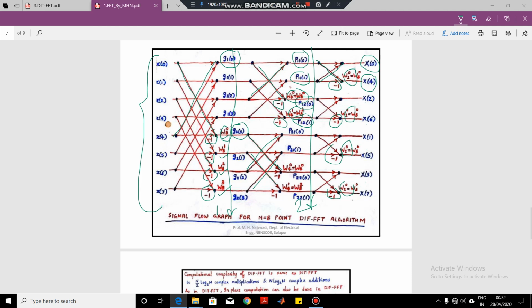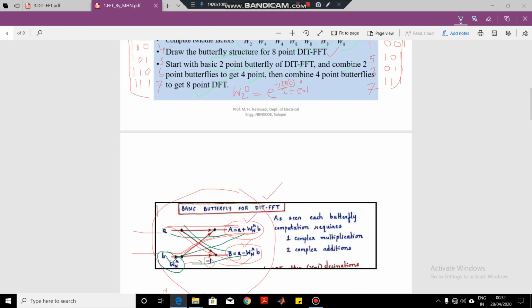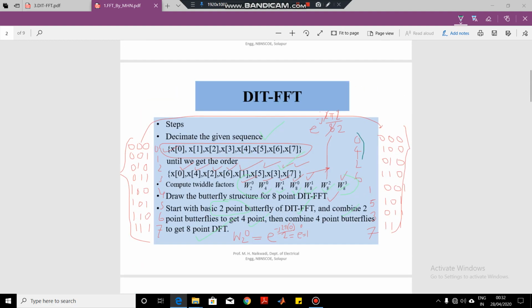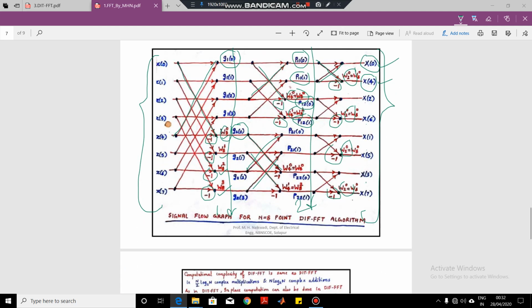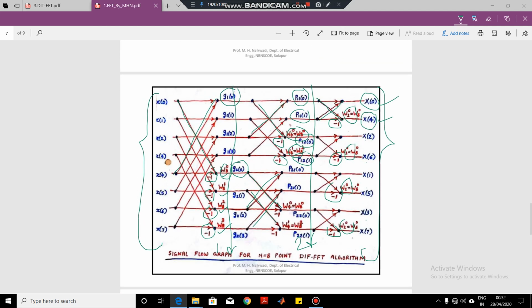Now see very carefully, the input was in the normal order, but if you see this output, how are we getting the output? We are getting the output as 0, 4, 2, 6, 1, 5, 3, 7. So what is this? This is a bit reversed order. Okay, we had seen what is a bit reversed order. So what is the algorithm in case of DIF FFT? We are giving the input in the normal order, but we are getting the output in the bit reversed order. So this thing we have to remember here. This is a very important thing.